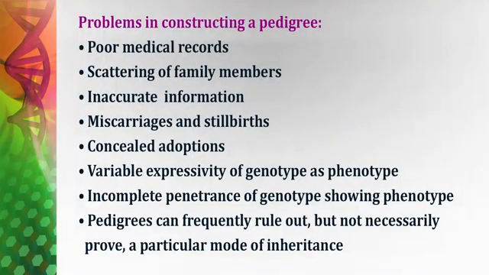Problems in constructing a pedigree: poor medical records, scattering of family members, inaccurate information, miscarriages and stillbirths, concealed adoptions, variable expressivity of genotype as phenotype, incomplete penetrance of genotype showing phenotype. Pedigree can frequently rule out, but not necessarily prove a particular mode of inheritance.